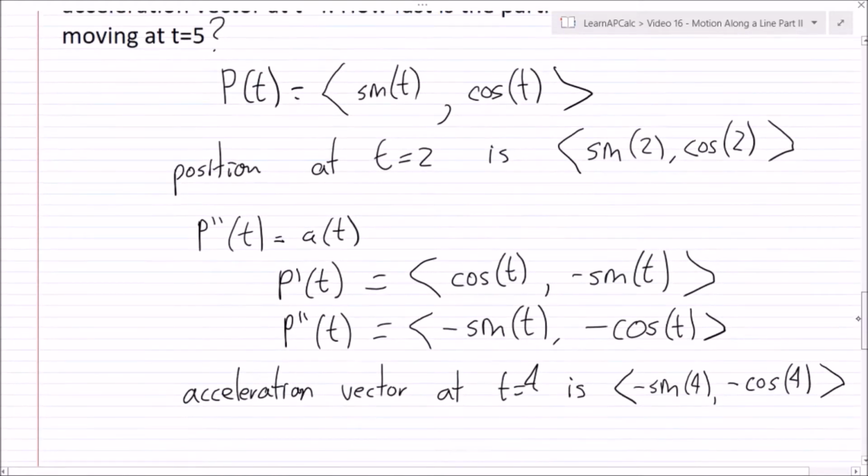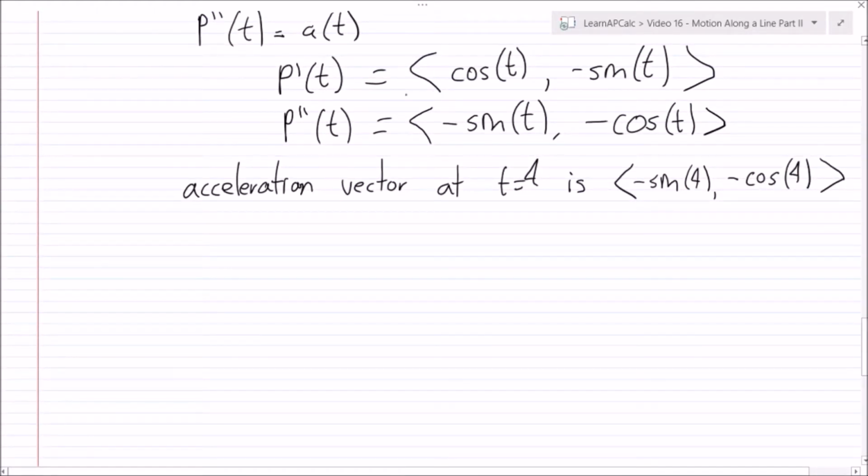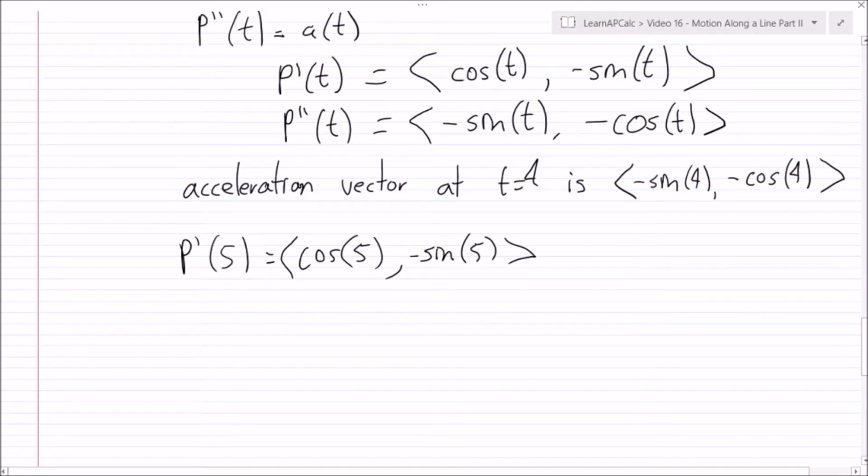Alright, and our last question was how fast is it moving at t equals 5? So I'll plug in 5 to here. Alright, but what we really want is speed. So we need to find the magnitude of this vector. So it's my first term squared, cosine squared of 5, plus this term squared, sine squared 5, and all of that taken the square root.